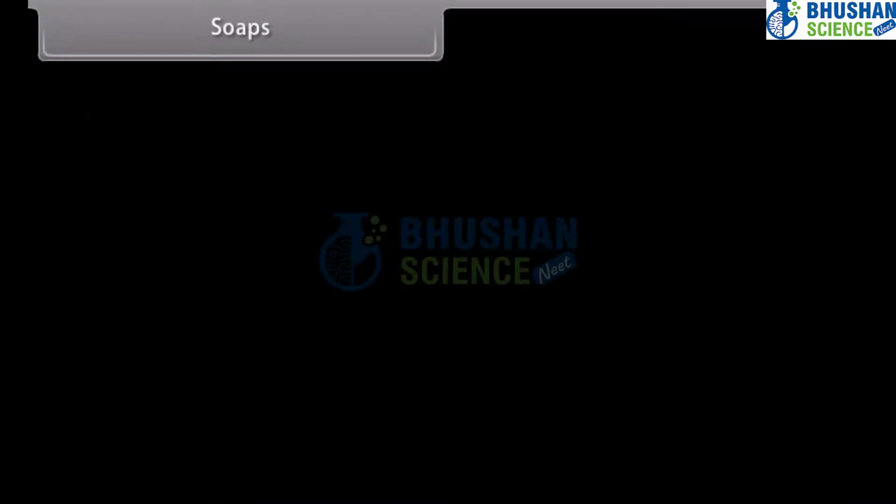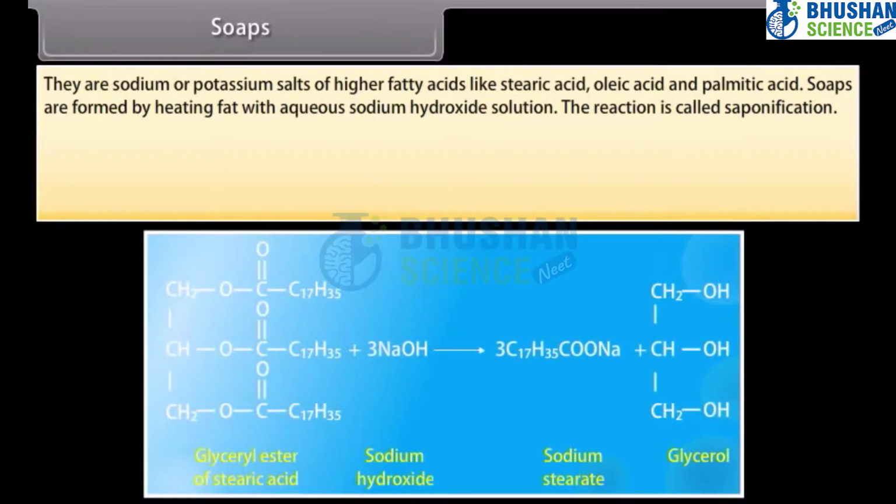Soaps. They are sodium or potassium salts of higher fatty acids like stearic acid, oleic acid and palmitic acid. Soaps are formed by heating fat with aqueous sodium hydroxide solution. The reaction is called saponification.